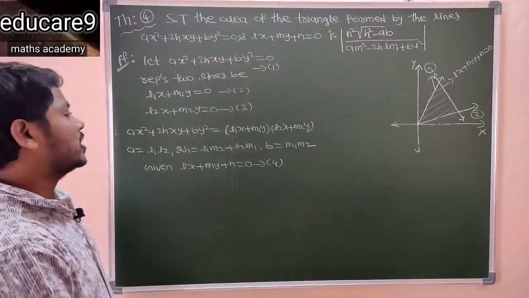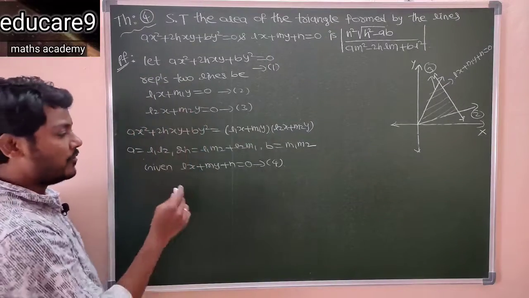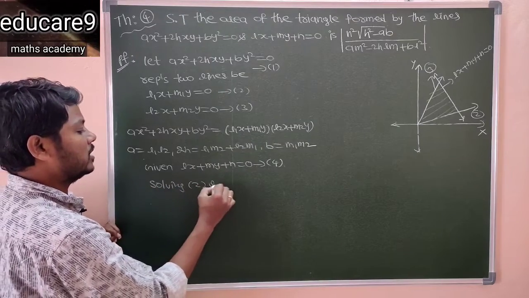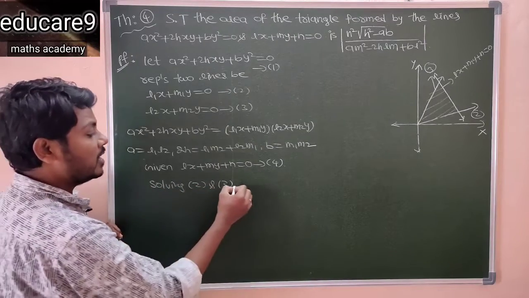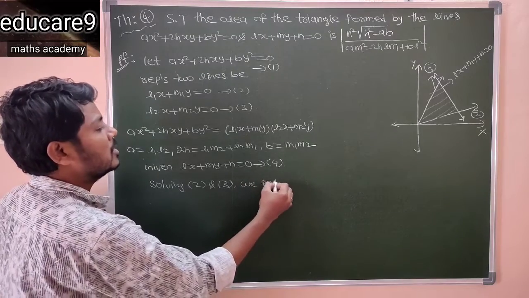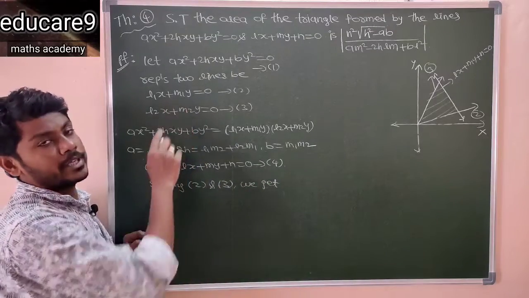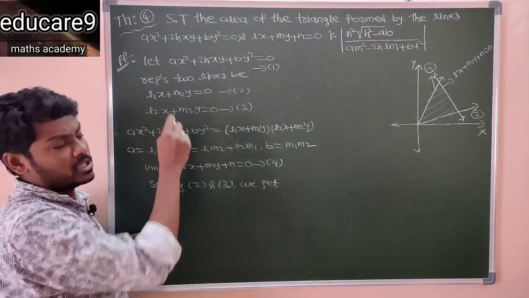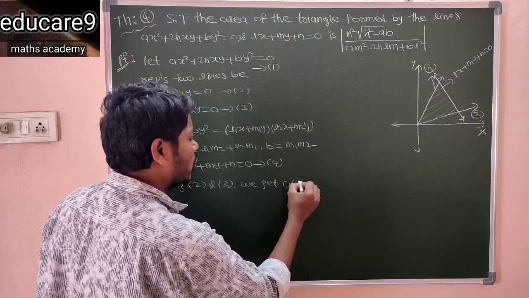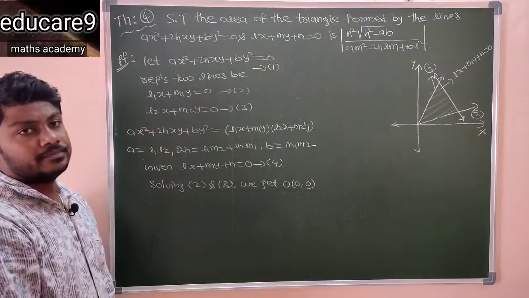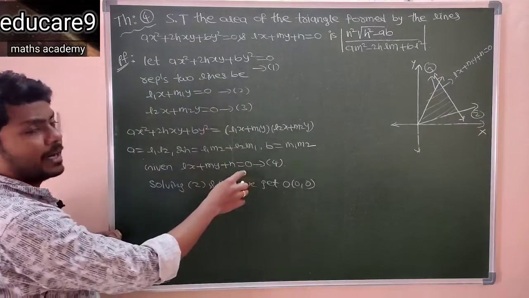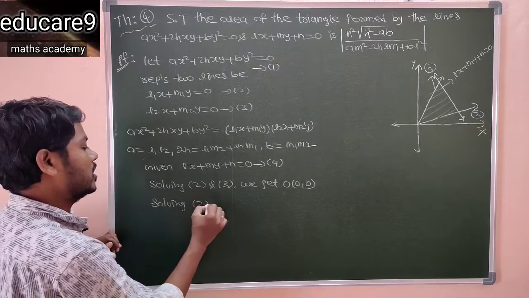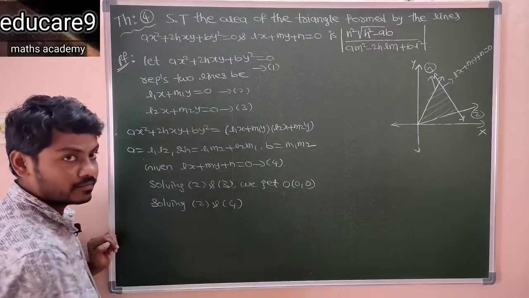So for that we have to solve equation 2 and 3 first. Solving 2 and 3, clearly we get the origin only, because these are two homogeneous equations passing through the origin. Therefore the point of intersection of these two is the origin only. You get O(0, 0). And now solving equation 2 and equation 4.